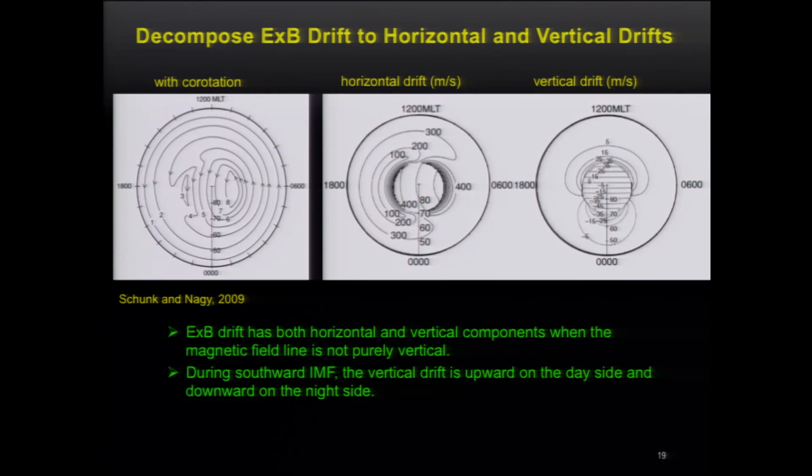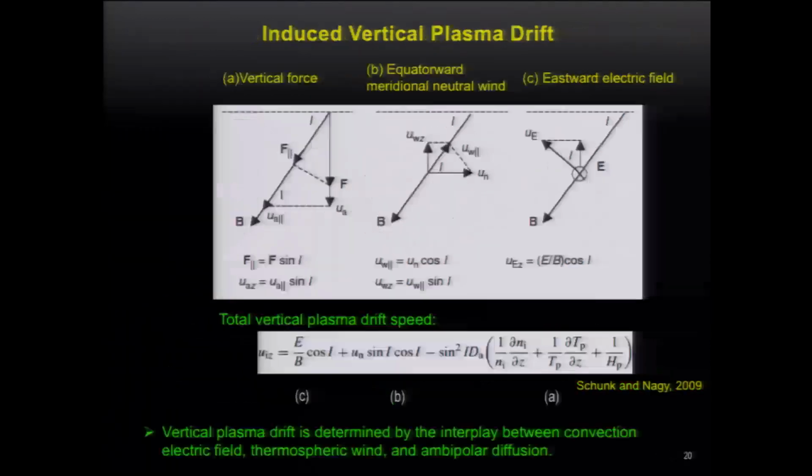As an example, here in the co-rotation reference frame, this should be the two-cell convection pattern superposed with co-rotation. And if we decompose them into horizontal and vertical drift, you can see, in general, on the day side the vertical drift is positive, and on the night side it's negative. This is a very subtle effect, simply due to geometric consideration, but it can have very important consequences.